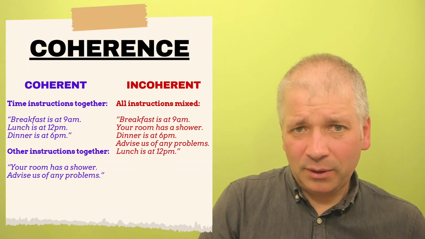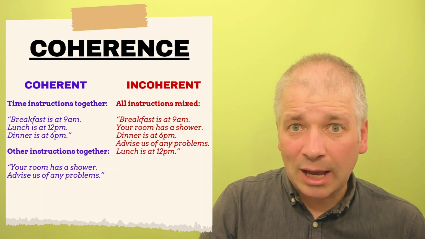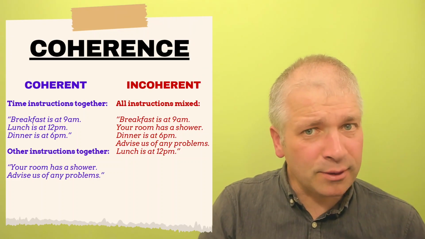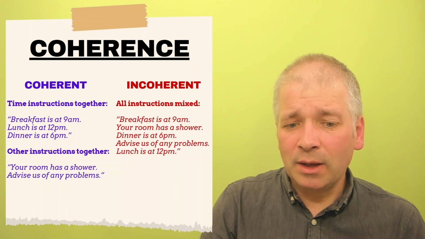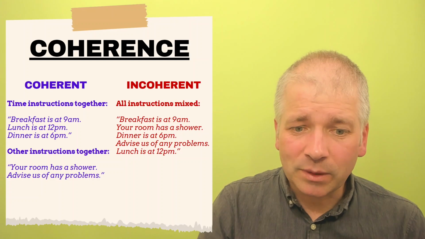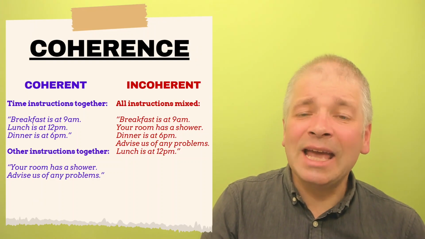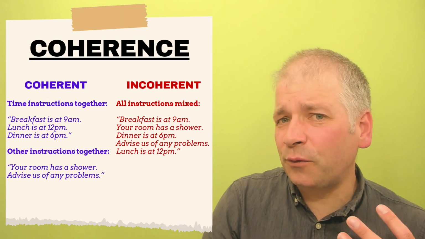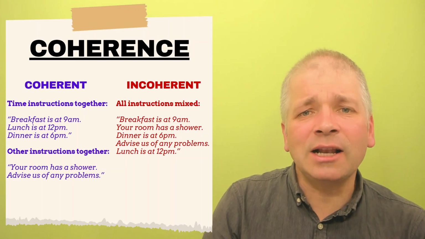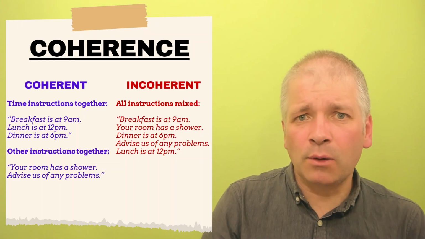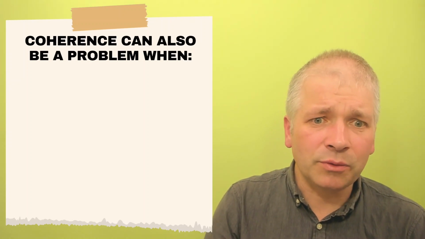But this example is incoherent. Breakfast is at 9 a.m, your room has a shower, dinner is at 6 p.m, advise us of any problems, lunch is at 12 p.m. There's no problem with the grammar, there's no problem with the vocabulary. But all of the instructions are mixed, and this makes it incoherent. It's difficult for the listener or reader to follow, and it's not great English, even though it does a lot of things well. Coherence can also be a problem when you do this.